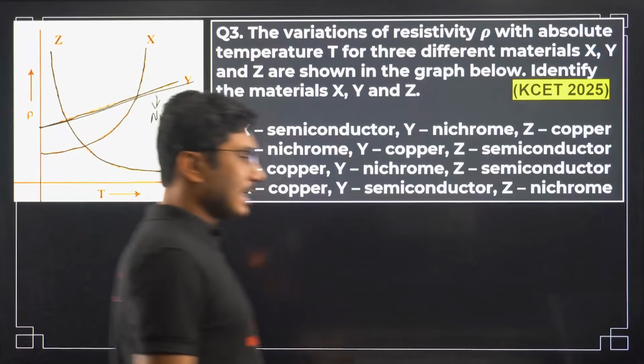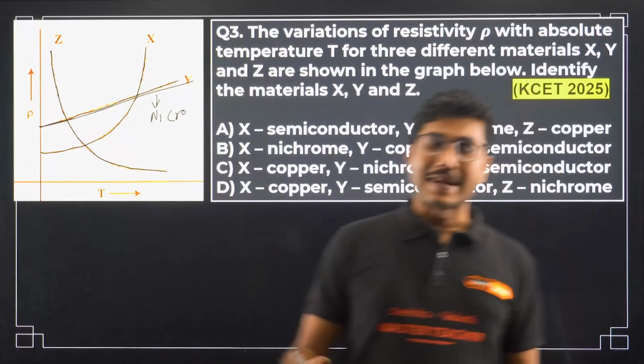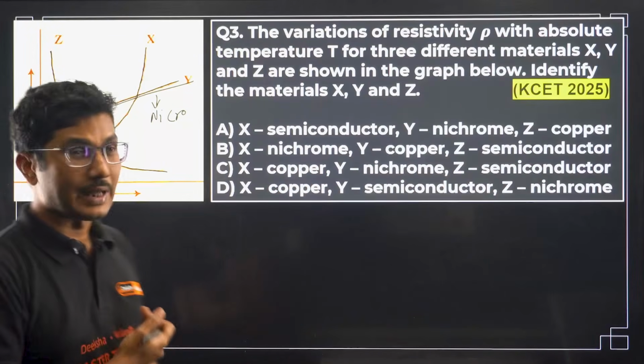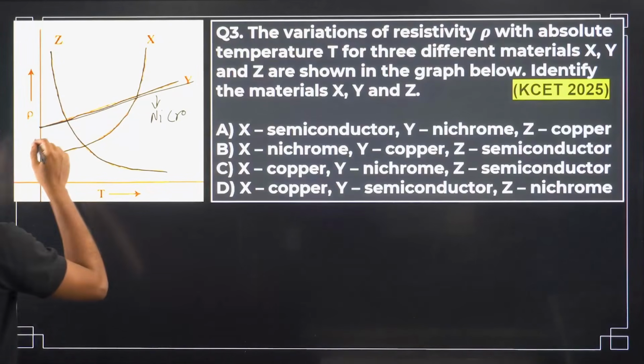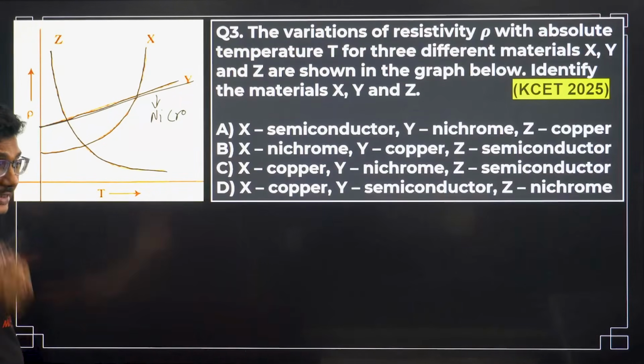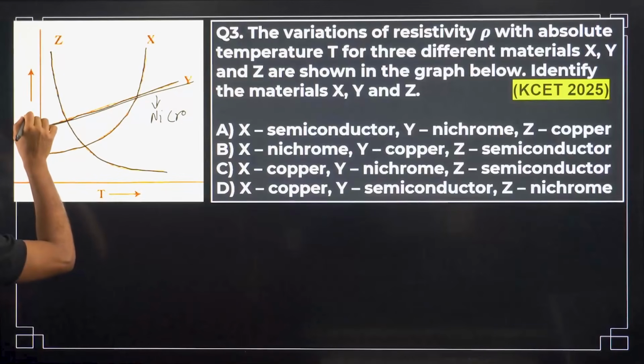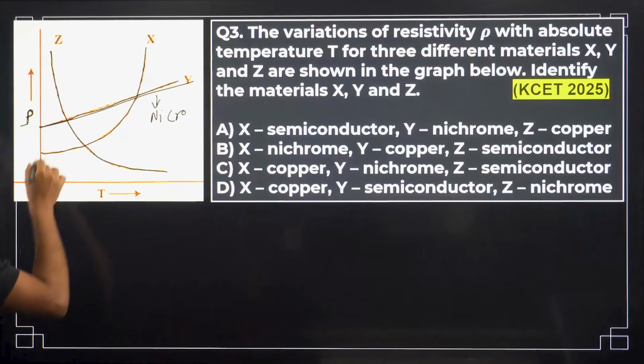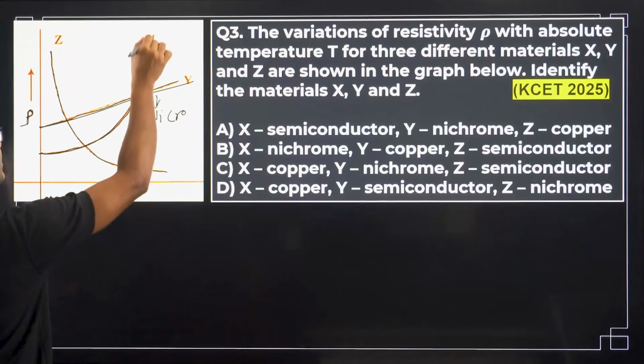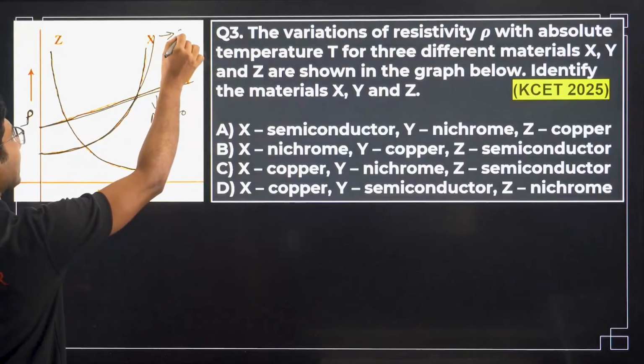Copper is a conductor and its resistivity increases with temperature. So as the temperature increases, its resistivity, rho, also increases. So this must be copper.